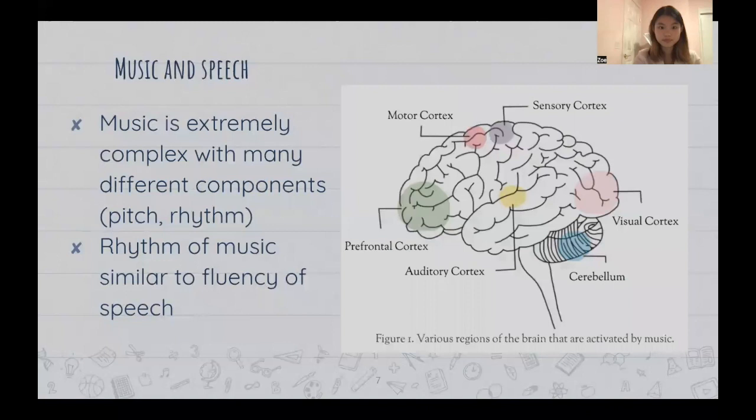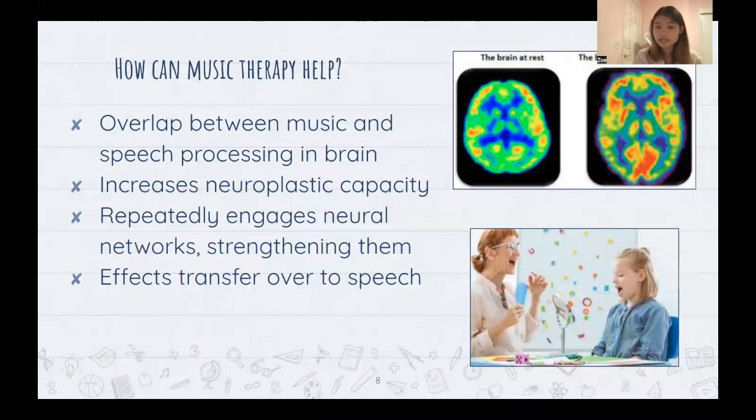So how can music therapy help? There is overlap between music and speech processing in the brain, as talked about before. This means that basically anything that happens to networks involving music, these effects also transfer over to the speech networks. Music therapy has been shown to increase neuroplastic capacity, which is important for recovering from brain injuries and also strokes. In addition, music therapy repeatedly engages the same musical neural networks, and when you do that, you strengthen these networks. Since some of these networks are also used for speech, these speech networks are essentially also being strengthened.